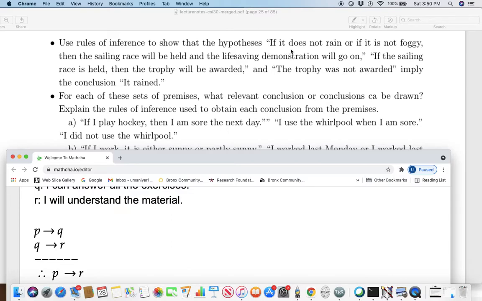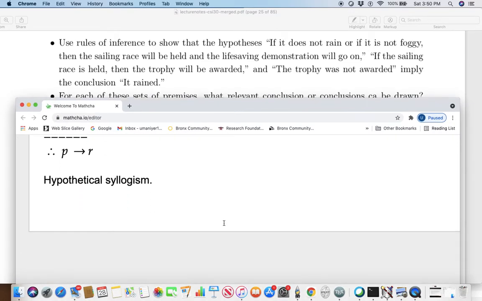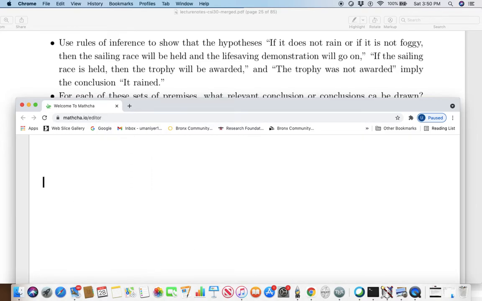the hypotheses. If it does not rain or if it is not foggy, then the sailing race will be held and the life-saving demonstration will go on. This is a hypothesis. If the sailing race is held, then the trophy will be awarded. And that's another hypothesis. The trophy was not awarded. That's the third hypothesis. Conclusion is it rained. So let's see, rules of inference. What are the propositions?